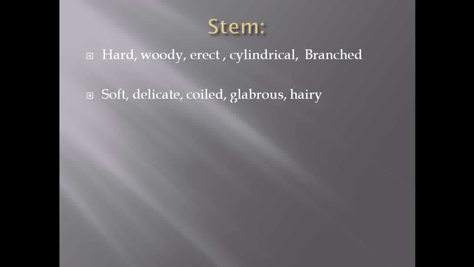If we want to describe the stem of herb or climbing plant species, then we have to describe it as soft, delicate, coiled. In some of the plant species, the stem shows the presence of hairs, then we call it hairy. And if the hairs are absent, it is called glabrous. So most of the climbing plant species show the presence of hairs on their stem, or some of the herbaceous species also show the presence of hairs on their stem.